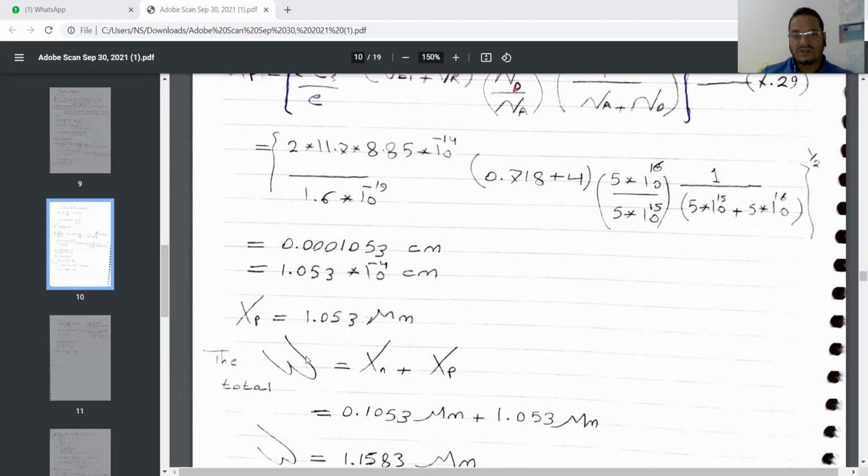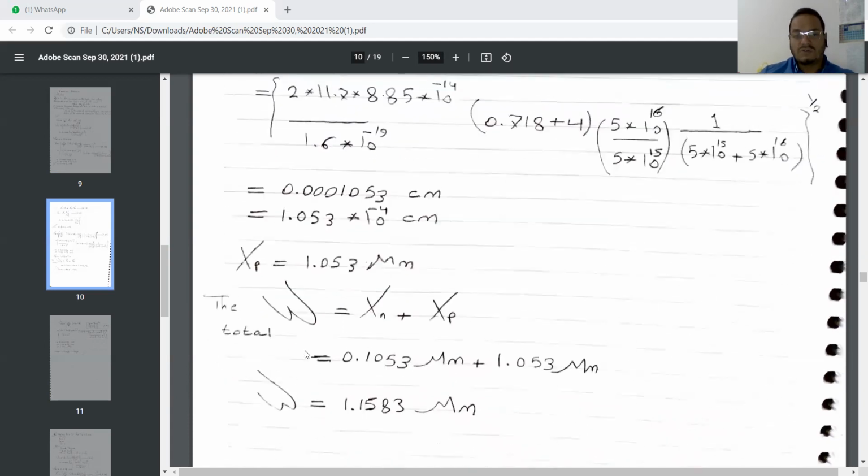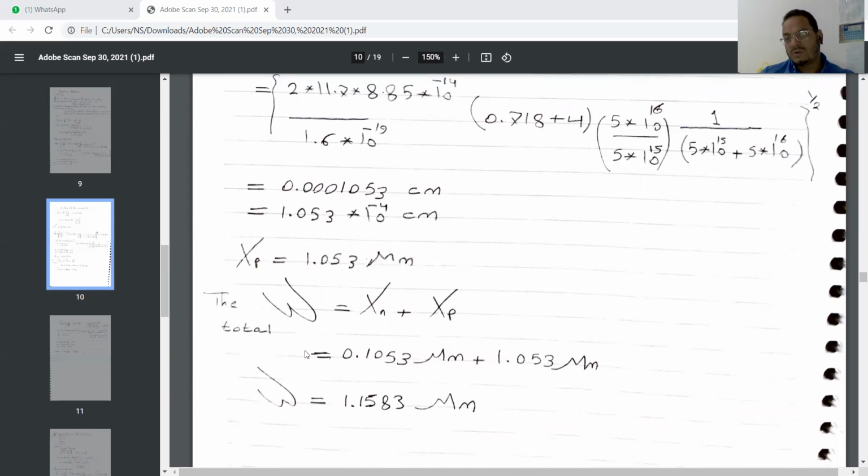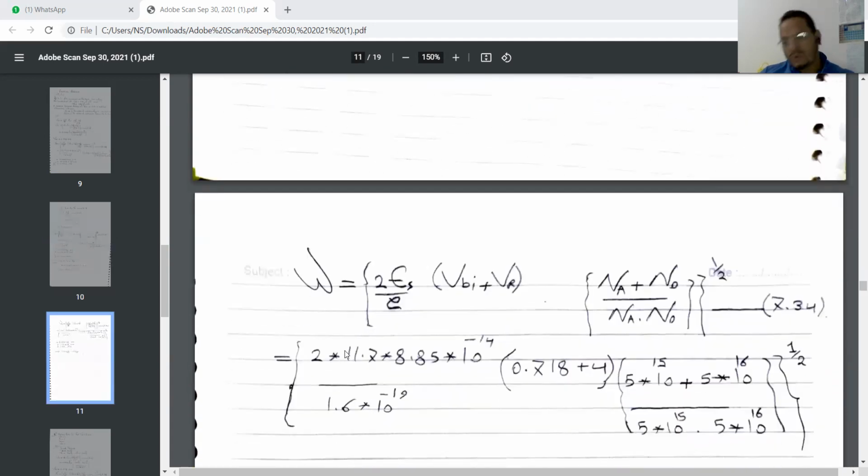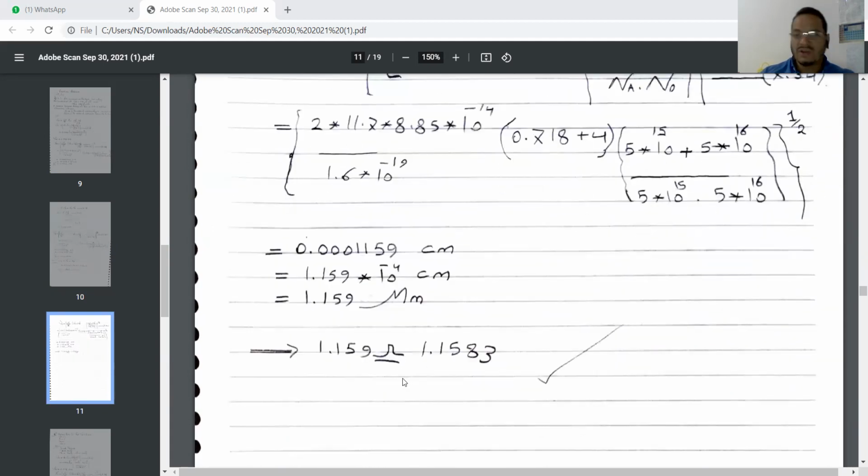After that, let's calculate the total width. Actually, the author didn't ask that, but I solved it. Like we know, the total width equal Xn plus the width of the depletion region at the P side, and the last result equal 1.1583 micrometer. Or we can use this equation 7.34 to calculate, and the equation like I did, we can say it's near the first result, or we can say both of them are the same.